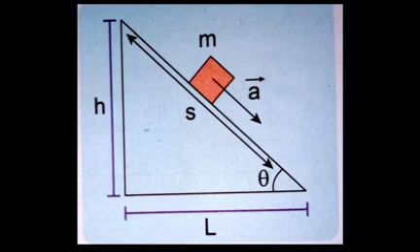Students, see this diagram. An object of mass m is moving in an inclined plane. The h represents the height of the inclined plane, L represents the length the object travels to reach the ground, S represents the displacement of the object, theta represents the angle of the incline, and A represents the acceleration of the object as it reaches the ground. These are the diagram descriptions you have to write. Then we are going to draw the free body diagram of this diagram, and also see what components are represented in the diagram.